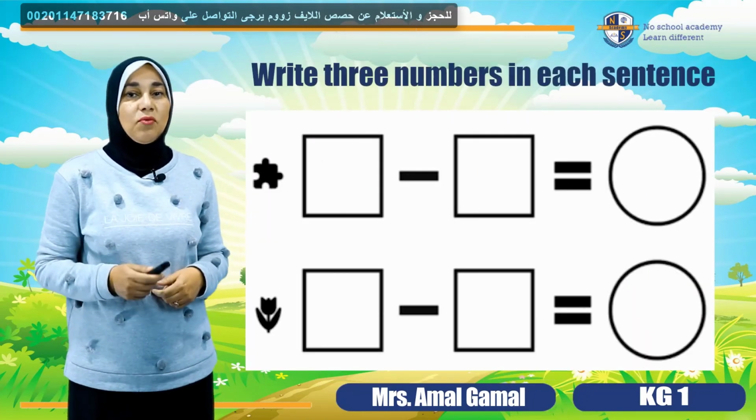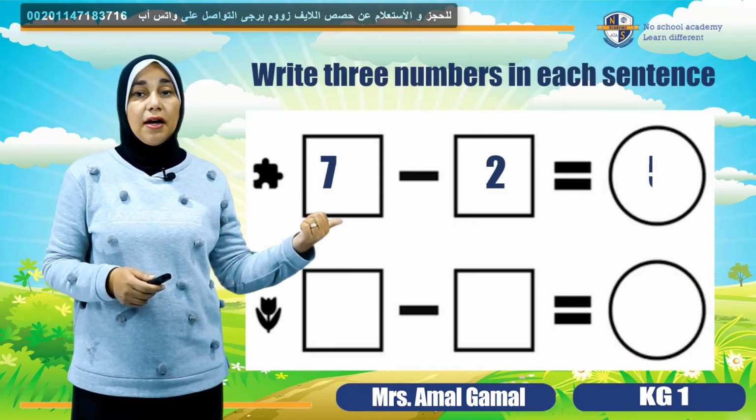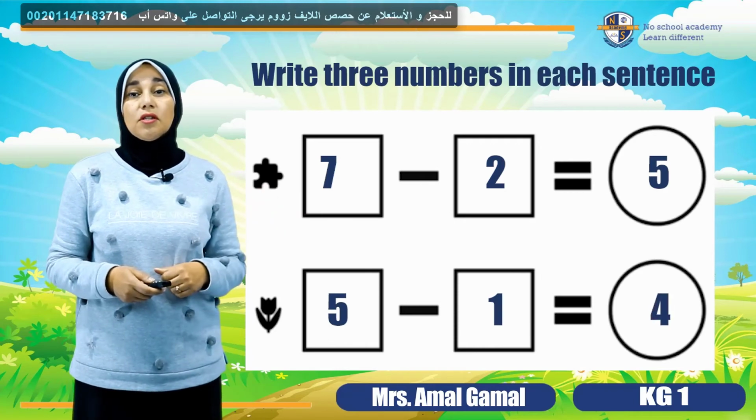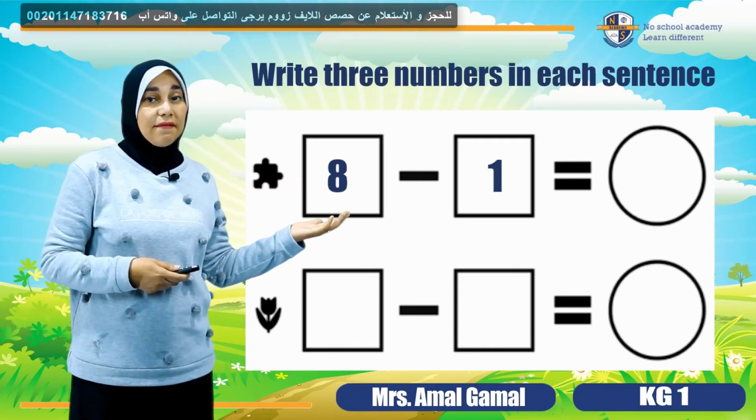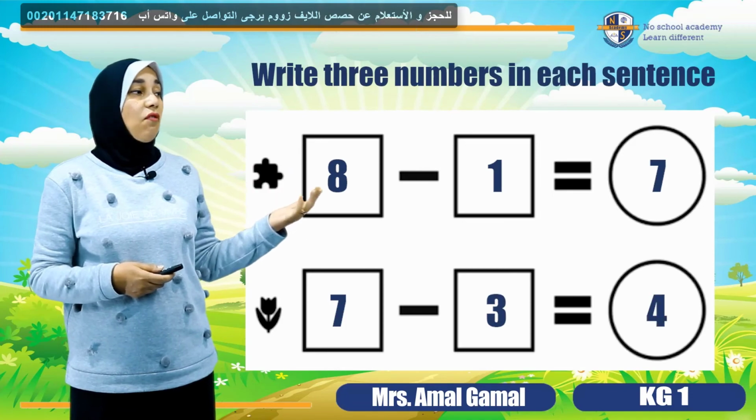More practice? Yes. We have 7 minus 2 equals 5. 5 minus 1 equals 4. 8 minus 1 equals 7. 7 minus 3 equals 4.